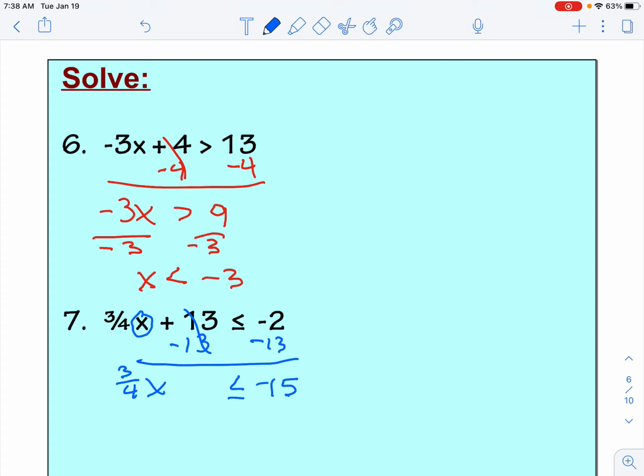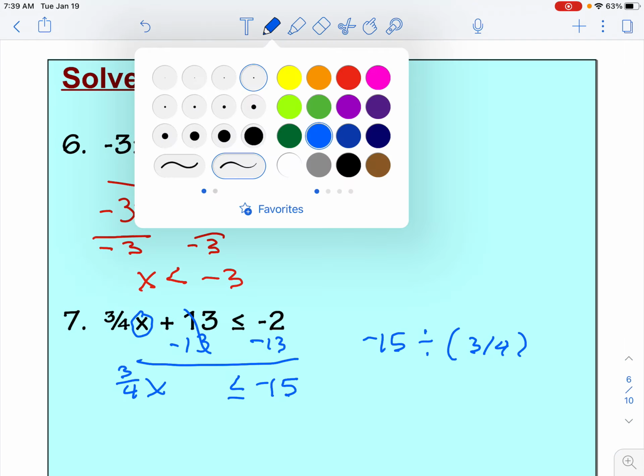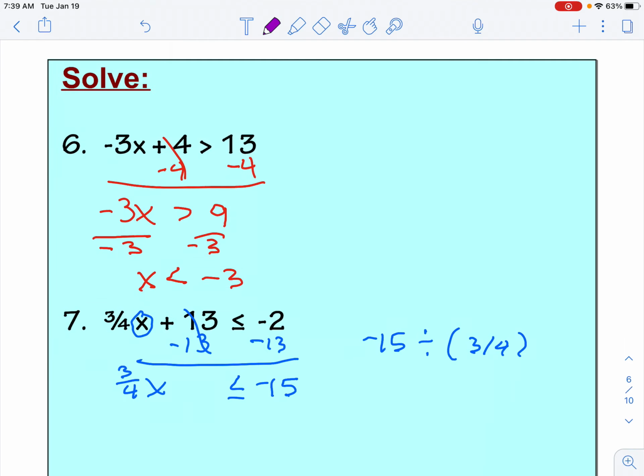So remember, on your calculator, your steps would be -15 divided by, and then you'd put the 3 divided by 4 in parentheses. And that would give you the correct answer. But if we do this on paper, just for review, remember what's going to happen is we are dividing by 3/4. And when we divide by a fraction, we keep, change, flip. So we have to multiply by the reciprocal of 4/3.